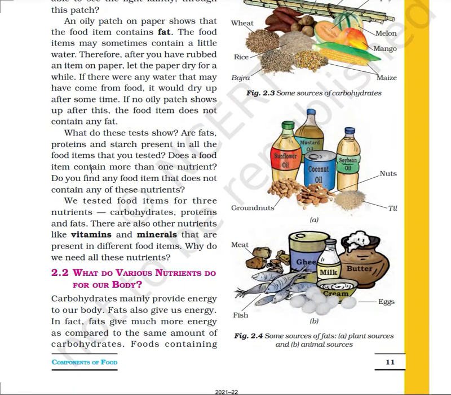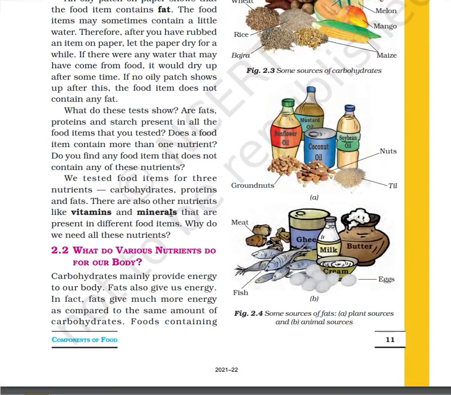And are these fats and protein and starch present in all the food items that you tested? Yes, that's what I said now. Does a food item contain more than one nutrient? Yes, because sometimes finger fries are made out of potatoes. They are carbohydrate rich, which is starch, and they can also be oily because they are fried in oil. So this means that it contains fat and carbohydrate both. So yes, this is the answer of this question.